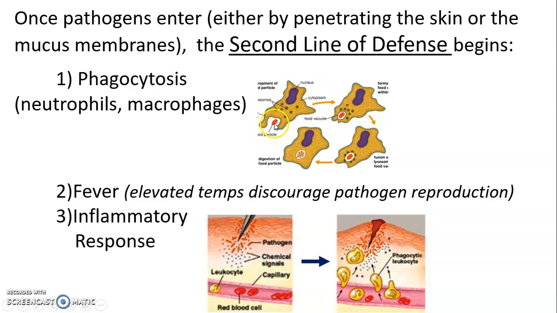This is a new picture from the ones I've used in the past, but it's the same thing. The red thing is the bad guy. The phagocytic cell is this yellowish cell. It engulfs it and fuses with lysozymes and digests it.